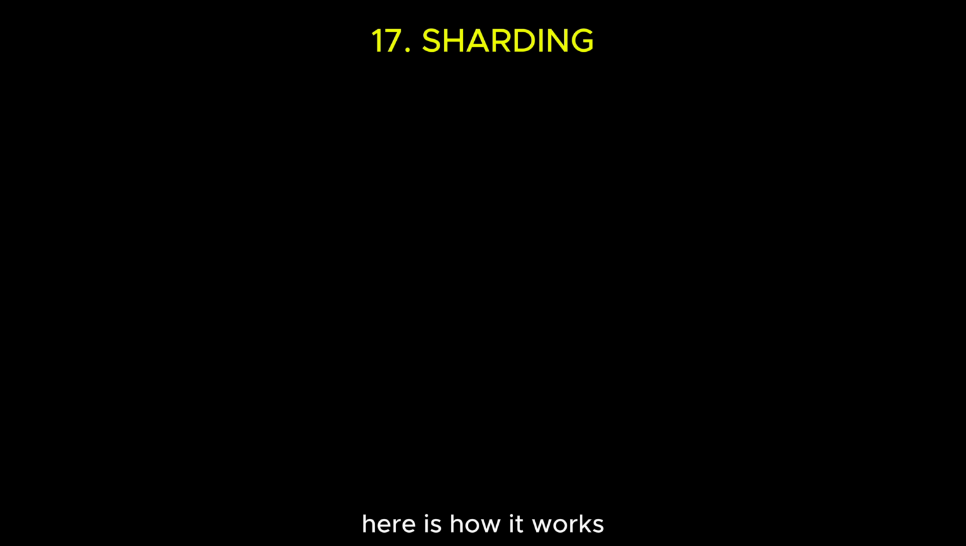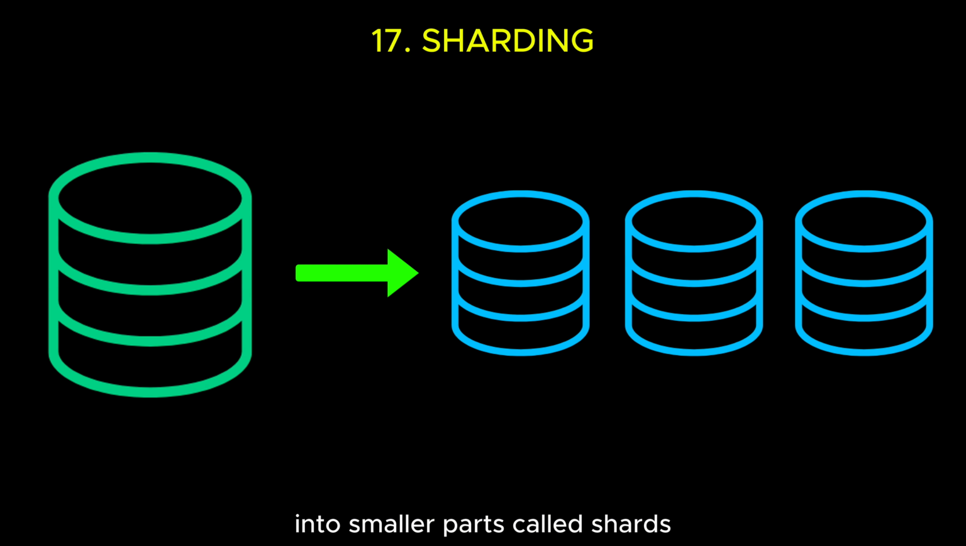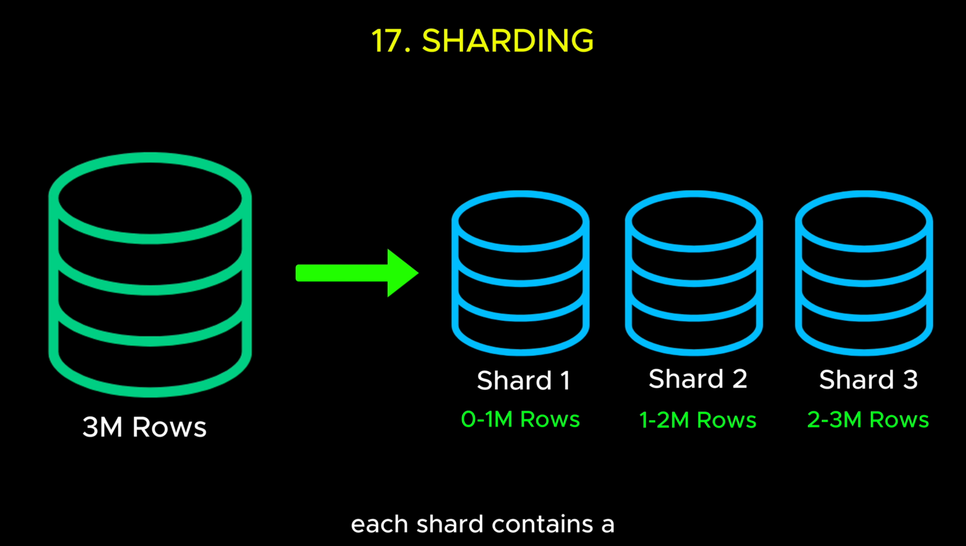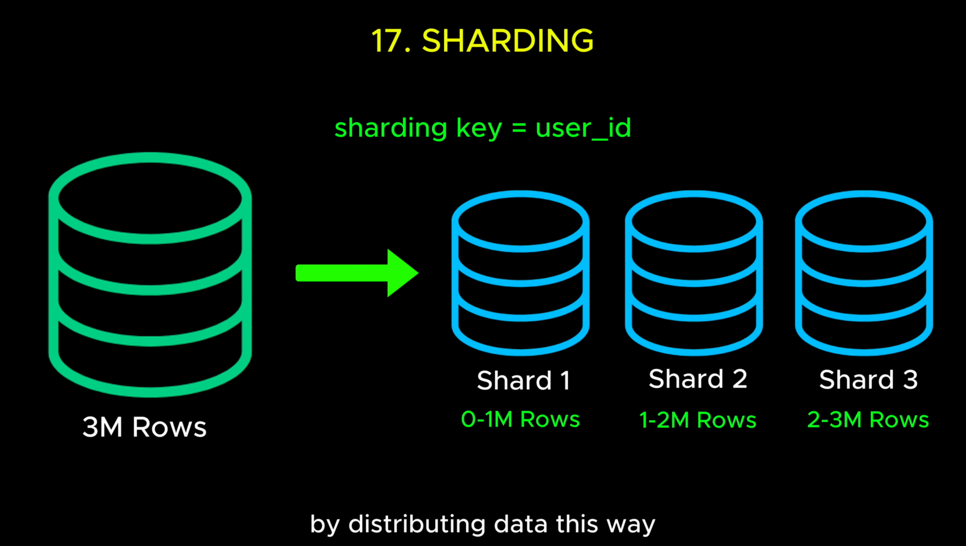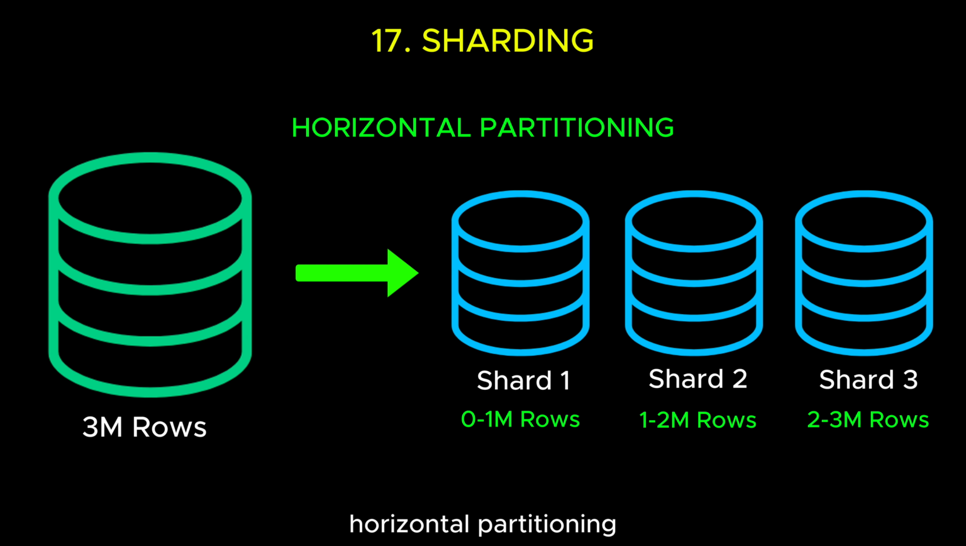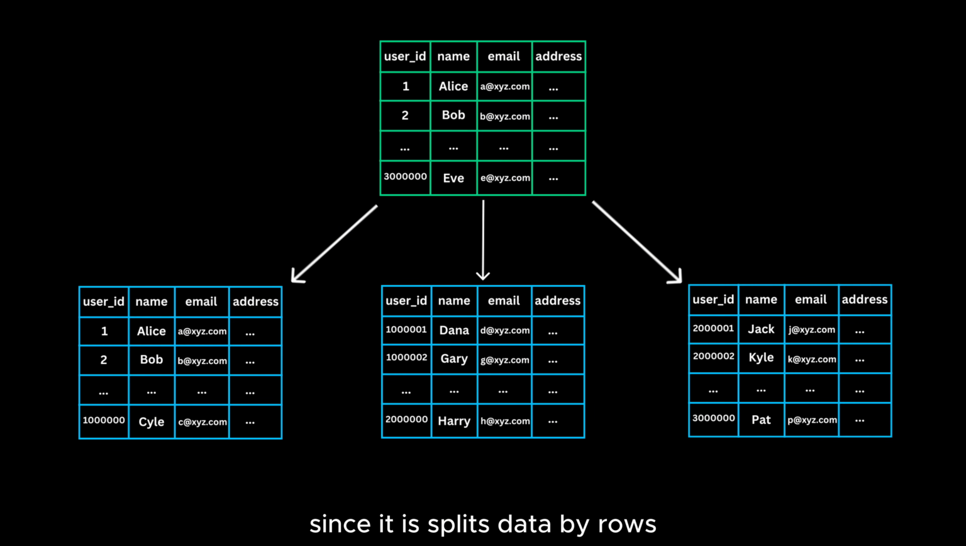Here is how it works. We divide the database into smaller parts called shards. Each shard contains a subset of the total data. Data is distributed based on a sharding key, for example user ID. By distributing data this way, we reduce database load since each shard handles only a portion of queries, and speed up read and write performance since queries are distributed across multiple shards instead of hitting a single database. Sharding is also referred to as horizontal partitioning since it splits data by rows.